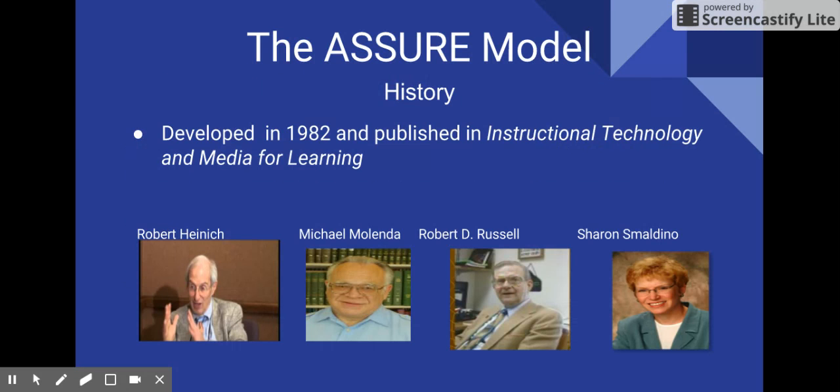The Assure model was established in 1982 by Dr. Robert Hynek, Dr. Michael Molenda, and Dr. Robert D. Russell. In 2002, Sharon Smaldino became a co-author of the same text, Instructional Technology and Media for Learning.